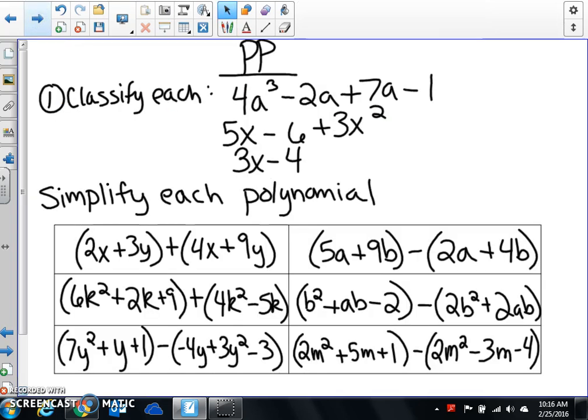Here are your practice problems. The first 3, you're just classifying them in terms of, are they linear, quadratic, or cubic? And then you're also telling me if they're a monomial, polynomial, binomial, or trinomial. And then the bottom 6 in the table, you are adding and subtracting, and you are simplifying all the way.